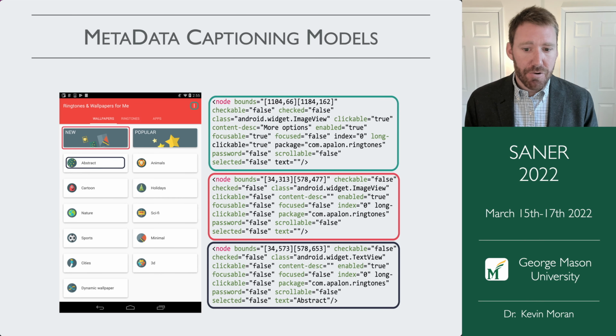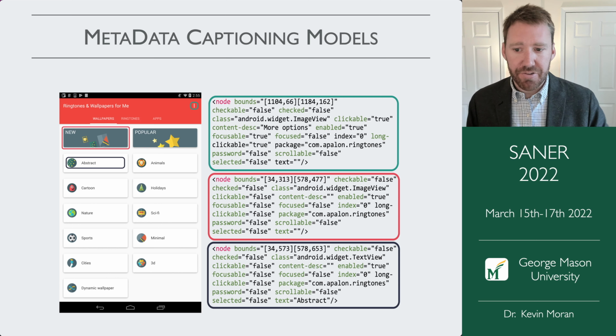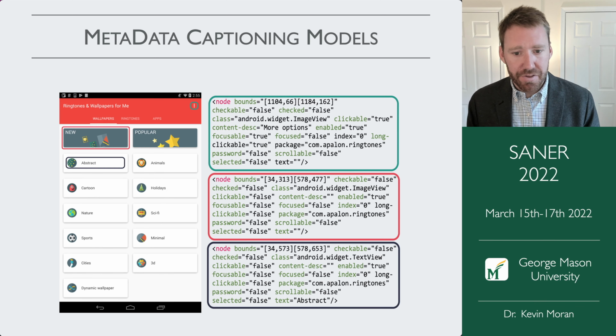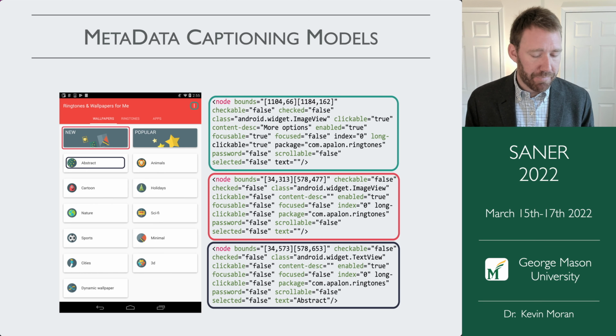So as I mentioned before, we also collected screen metadata for each of the screenshots in the ReDraw dataset. And you can see a representation of this for a few different components on the screen here: the three dots button at the top right, the new button, and the abstract text there. As you can see, we get lots of different information, such as the type of component, its location on the screen, the text related to the component, things like this.